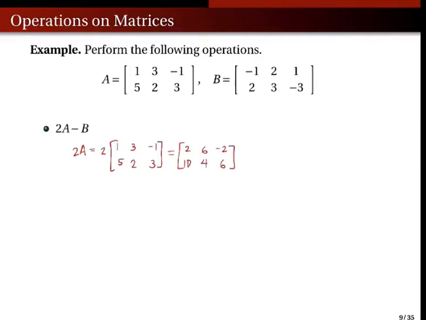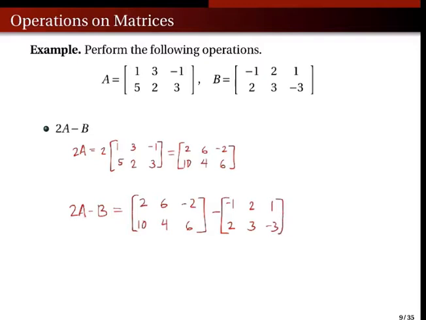Now, if we do 2a minus b, let us copy the 2a in here. Again, I'll do this step by step. So 2, 6, negative 2, 10, 4, 6, and then minus the bracket negative 1, 2, 1, 2, 3, negative 3. And then we do the subtraction.